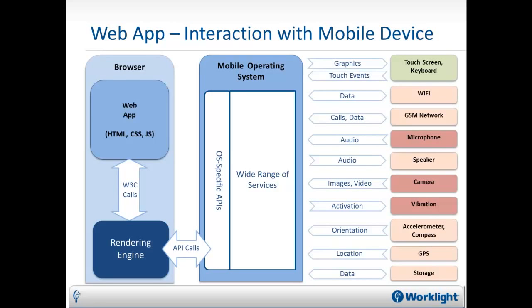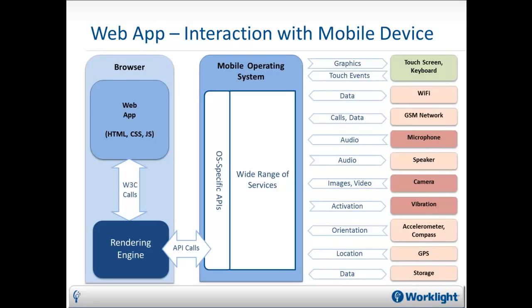For example, a web app cannot access the camera or microphone, or the calendar and address book. This will change in the future because HTML is evolving, and there is specific work being done to allow such things as access to the camera, but we're not there yet. One specific element of the browser that I wanted to highlight is the rendering engine.